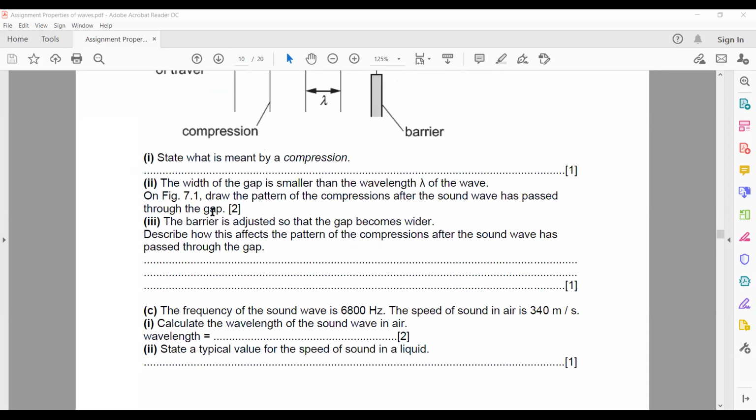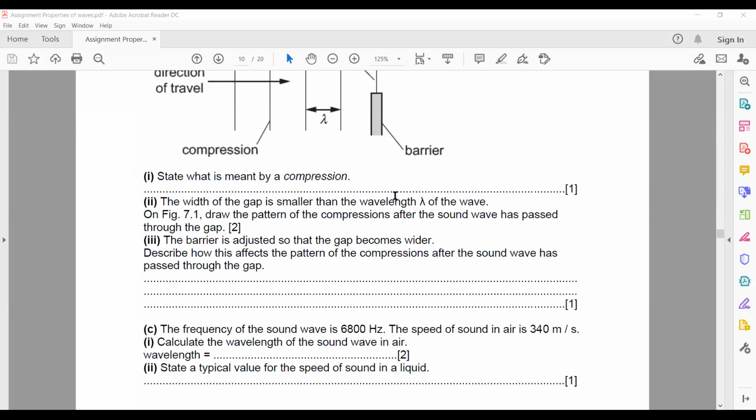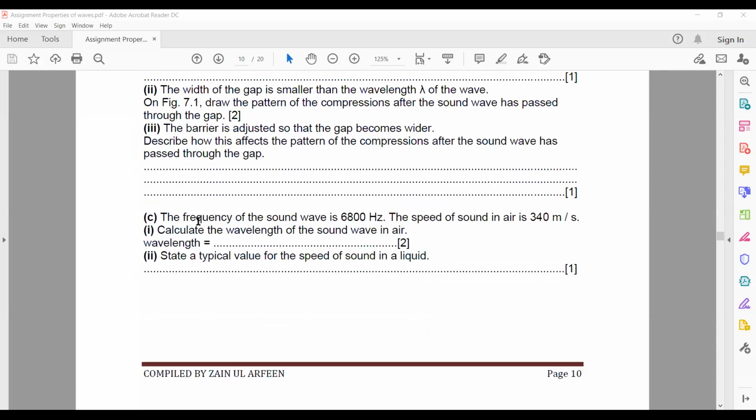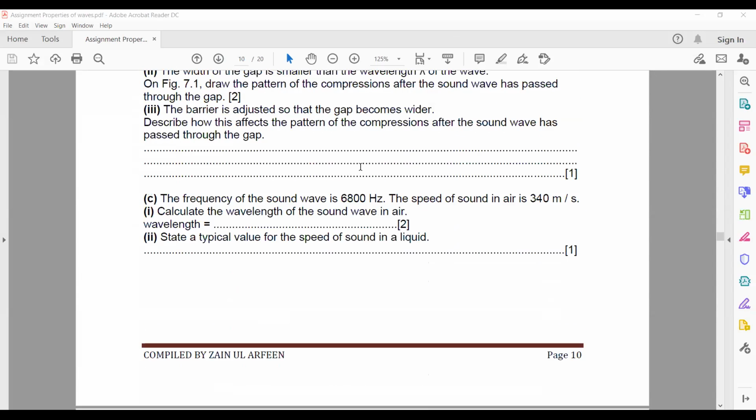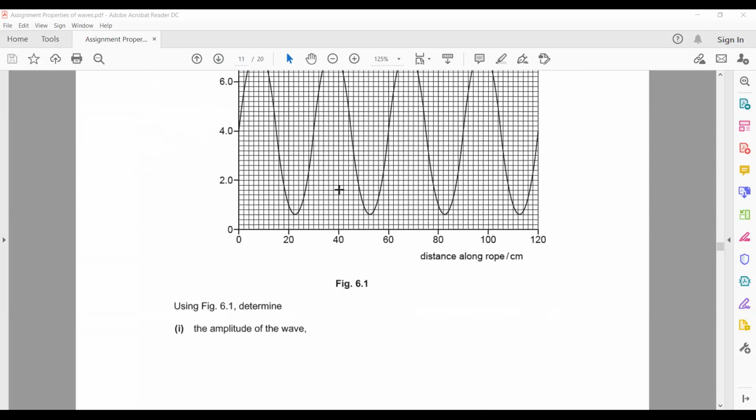You just have to describe how it affects the pattern of compression after a sound wave passes. So you will mention the diffraction. This part is actually related to the sound topic. We'll discuss this part in sound, because the other parts are totally related to the topic sound.